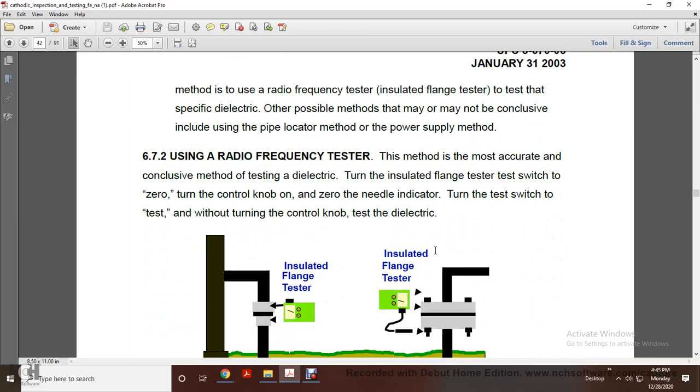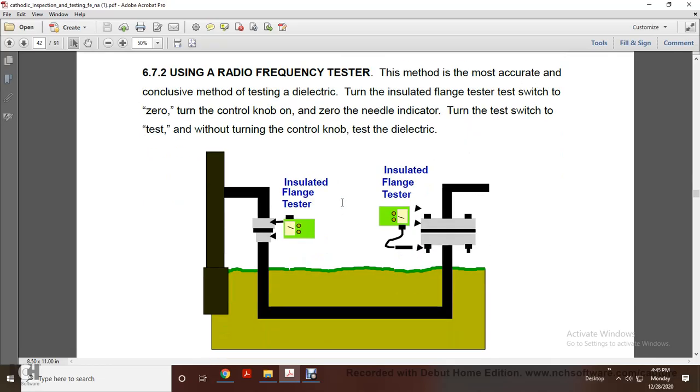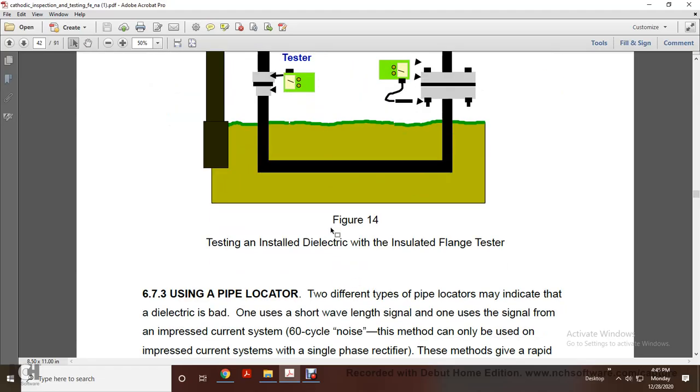6-7-2. Using the radio frequency tester. This is the most accurate and conclusive method of testing a dielectric. Turn off the insulated flange tester switch. Set to 0 with the current control knob. Set to 0 with the needle indicator. Turn the test switch to test without turning the control knob. Test the dielectric. This shows the insulated flange tester.